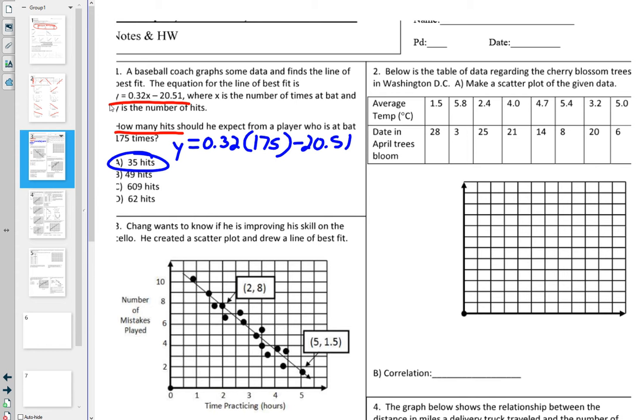The date in April trees bloom. What does that mean? I don't know. It's a date, it doesn't say number of days. I don't know exactly what it means, but the point is, we need to assign an axis. Even though I'm not understanding what they mean by that second row.